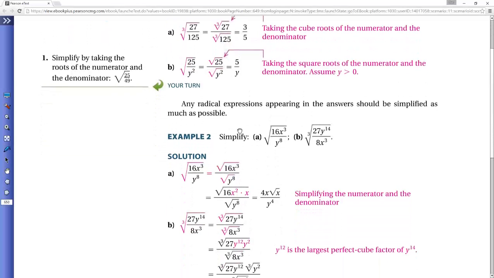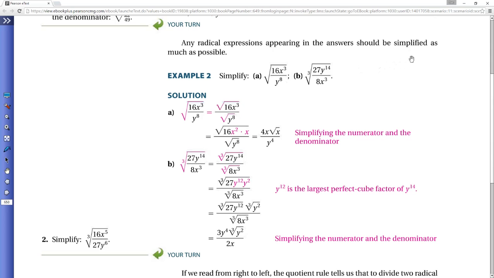And they tell us any radical expression appearing in the answer should be simplified as much as possible. One of the things we've done all through algebra is that all fractional answers need to be in simplest form. Well, example 2 here says simplify the square root of 16x cubed over 8y to the 8th power. And they show the work here.